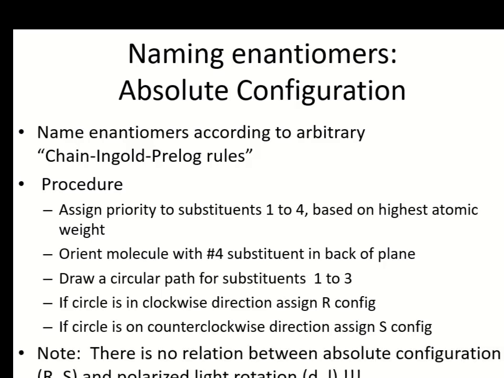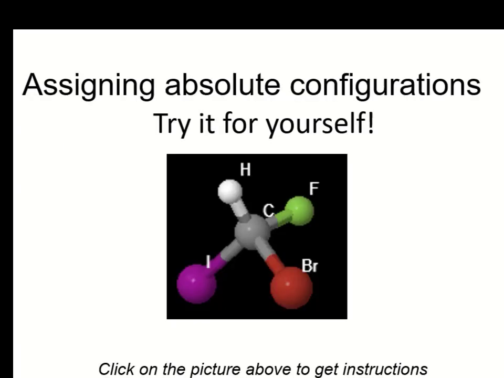Now, I do want you to keep in mind that there's no relationship between the absolute configuration and polarized light rotation. You can have absolute configuration R and S; R can be D, R can be L, or vice versa. There's no relationship between the two. So you could try this on your own if you want. Just click on the picture and you get a nice little molecule that you can rotate in space.